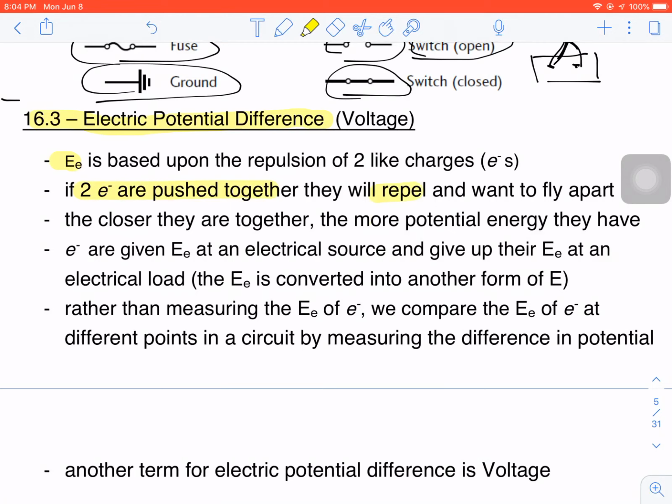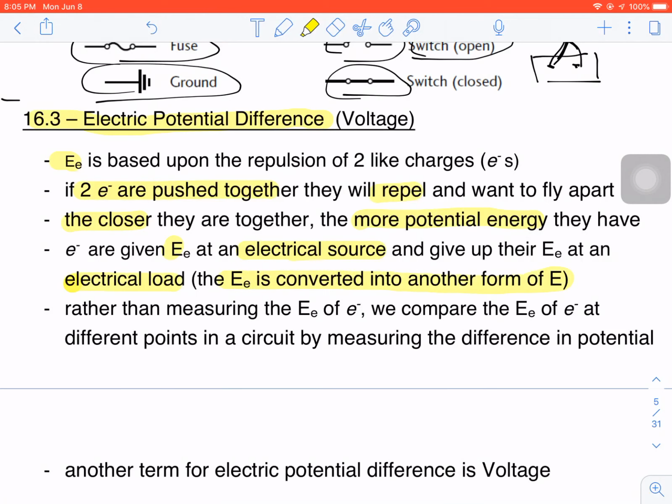So we can give electrons more potential energy if we squeeze them closer together. What happens at a source, where the electrons get their energy from, is the electrons get squeezed together, and that gives them their electric potential energy. Once they get to the load, what's going to use the energy, that energy from the electrons will get transformed into some other type of energy.